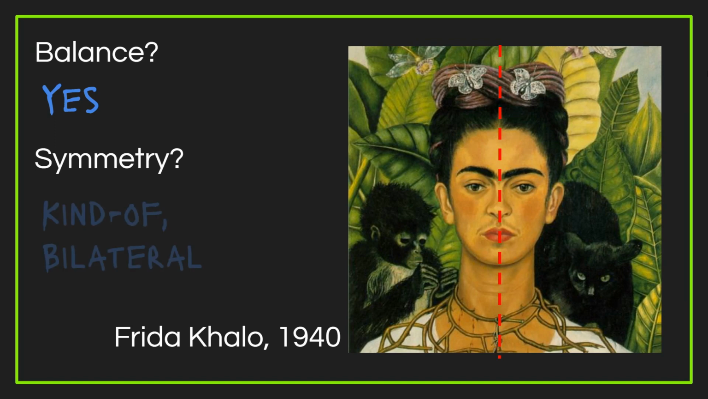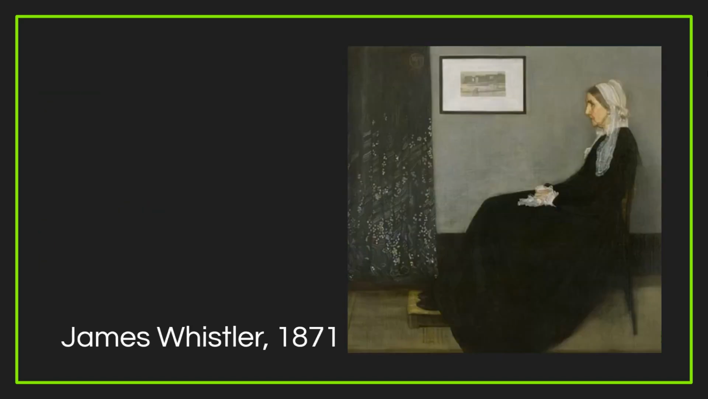Kind of bilateral. Okay, if you draw the line down the middle, it's pretty close. You got half her face on each side. You got a big block of black on each side, big block of green on each side. Pretty close. Not perfect, but it's pretty close. And we'll stick with that and we'll keep moving on.